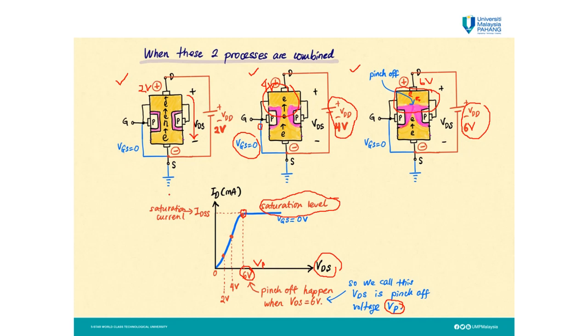Okay, I repeat again. When VDD equals 2 volt, there is an electron flow, and then we increase its value to 4 volt. The depletion region is growing, and then when increased again to 6 volt, it grows and grows until pinch off happens here. So the amount of electron is maintained from the last voltage here. It increases and then maintains at the saturation level.